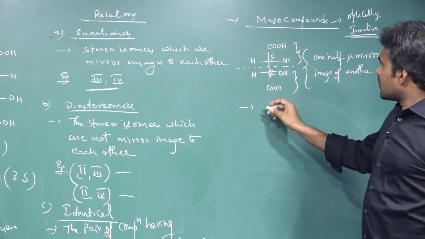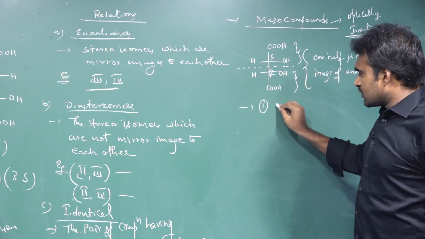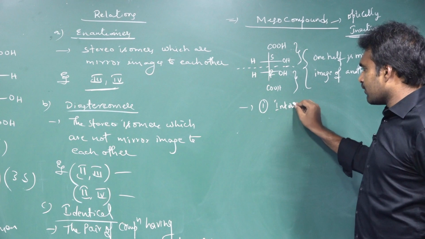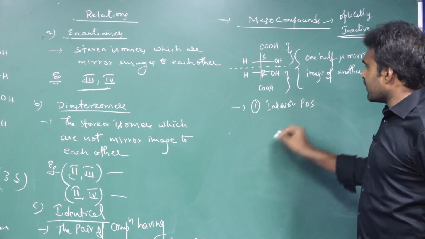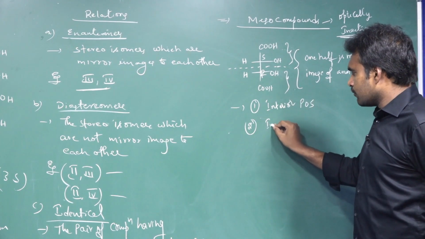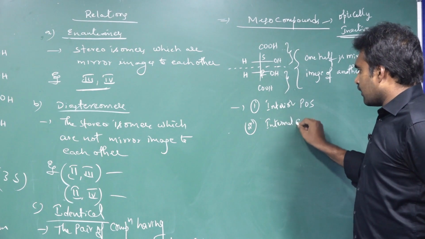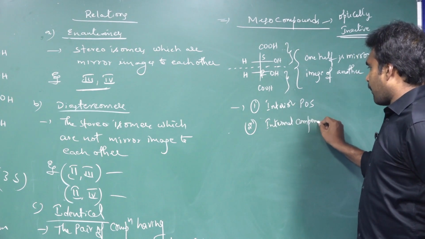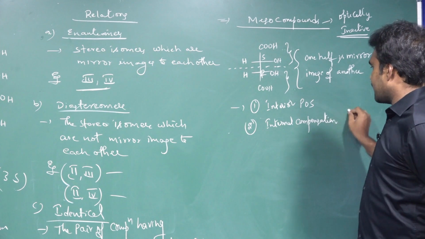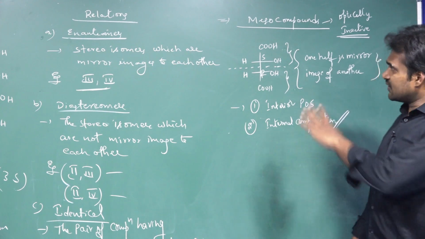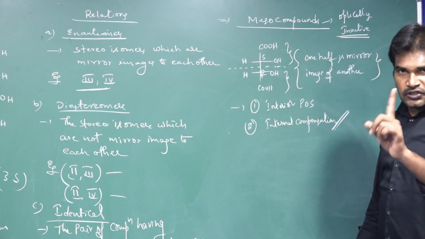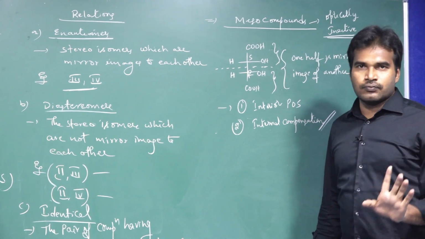So meso compounds are optically inactive because of, one, the interior plane of symmetry, and the second one, internal compensation. So this is about the meso compound. Remember that meso compounds are optically inactive.